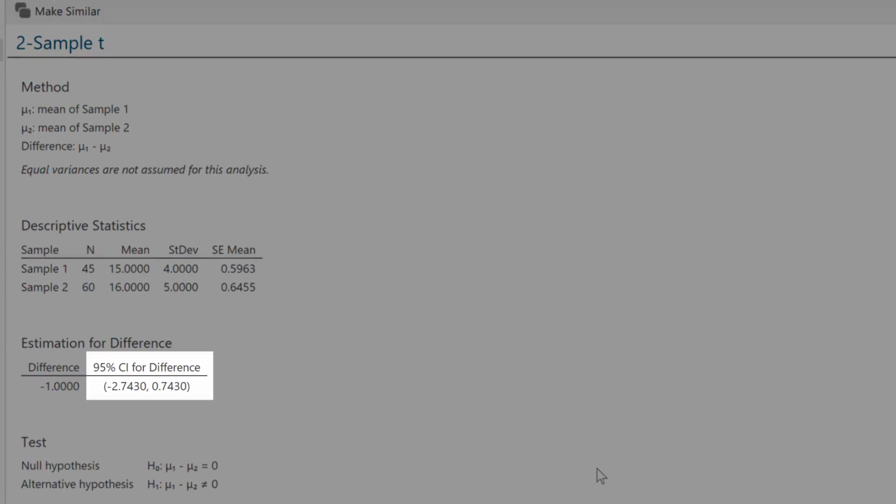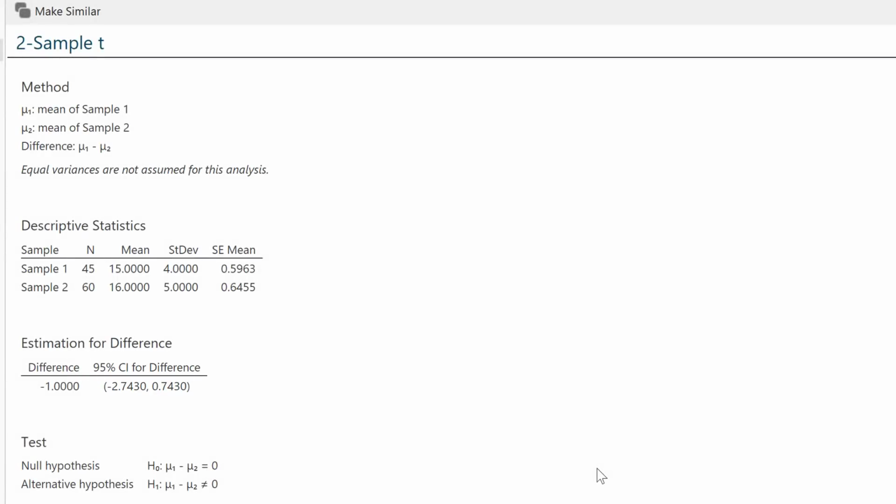Our 95% confidence interval is negative 2.7430 to positive 0.7430. This is just slightly different from what we found when we computed this interval by hand. That is because Minitab Express is using a different method for computing the degrees of freedom.